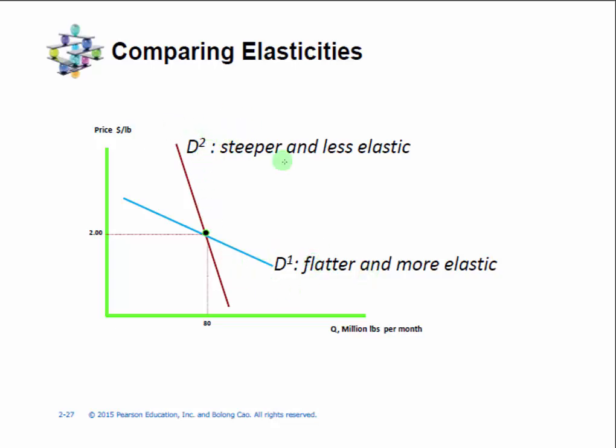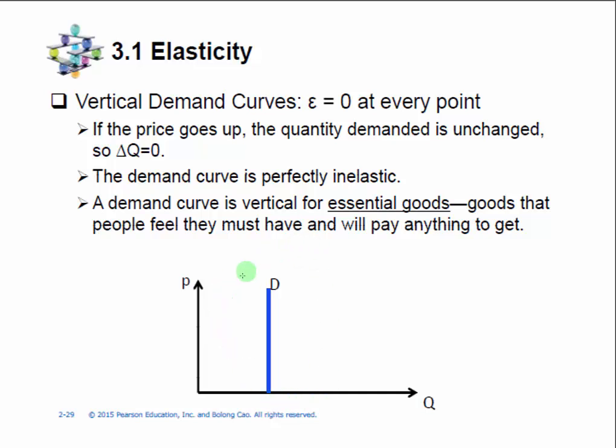And for this steeper demand curve, the extreme case is this vertical demand curve. Right? And if you have a vertical demand curve, the elasticity is zero. Everywhere on this demand curve, it is perfectly inelastic. And for essential goods, right, the necessities, you have to have it. You basically have an inelastic demand curve, perfectly inelastic demand curve. And that's how much we need to understand for Chapter 3's elasticity of demand.